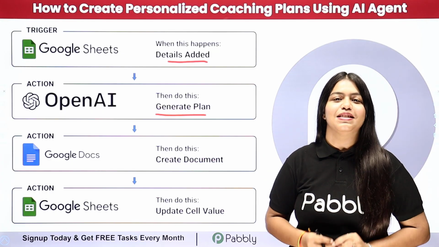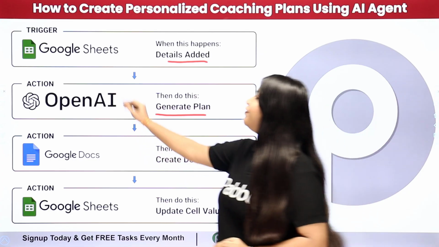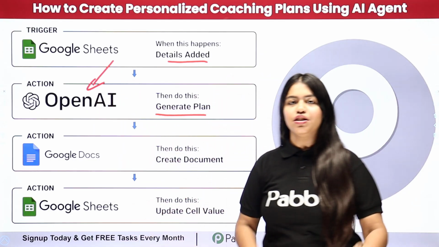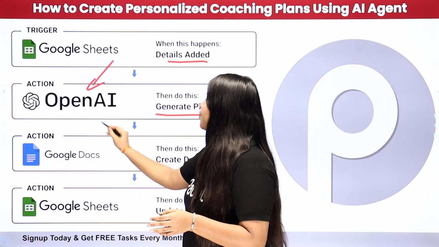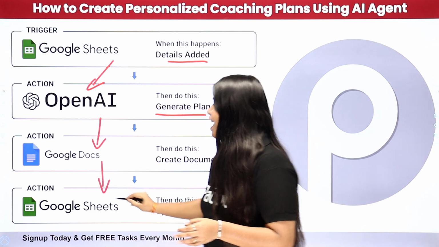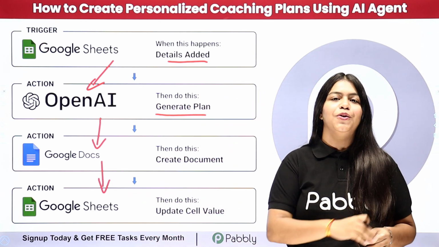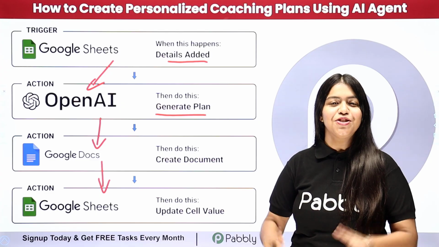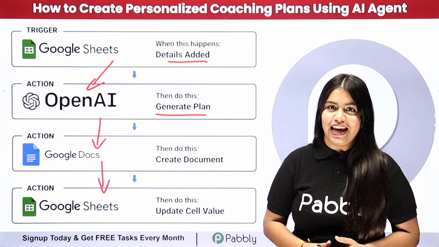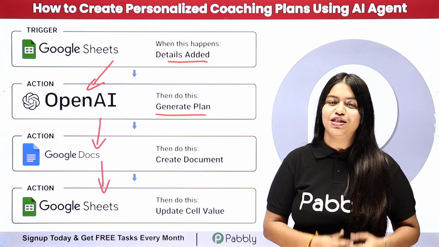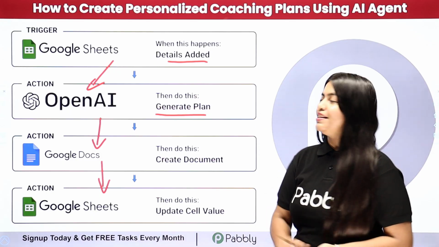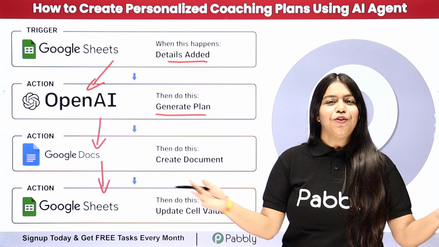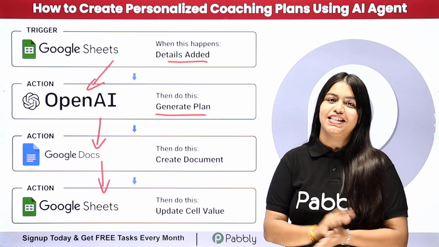So to do this, we are simply going to create a connection between Google Sheets, my AI agent, which is OpenAI, again Google Docs and Google Sheets. And to create this connection without knowing any programming or coding language, we are going to use Pabbly Connect. It is an amazing automation software. So do you also want to create this amazing automation? Then for that you have to come with me towards my screen.